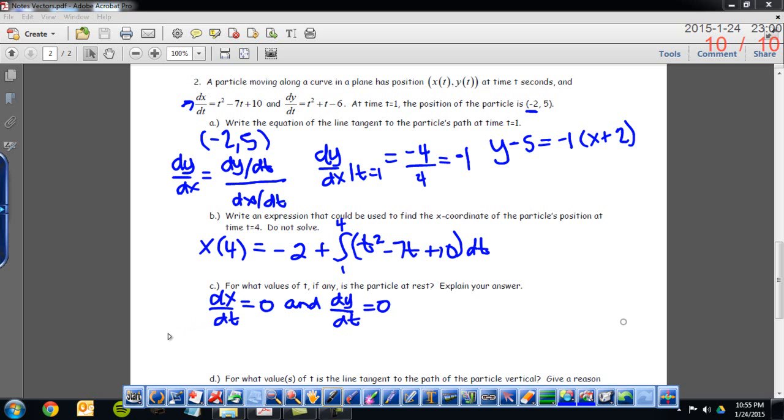All right, so if we take dx/dt and set it equal to 0, in order to solve that, we would need to factor it. So dx/dt factors into t minus 5 times t minus 2.